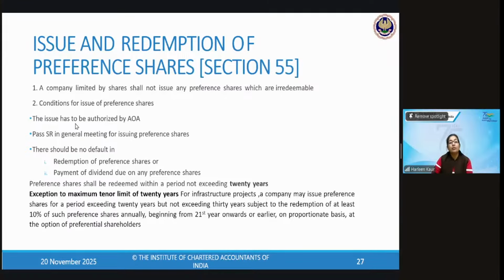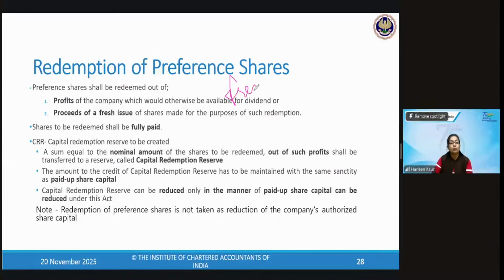And how can the preference shares be redeemed? Can it be redeemed out of the fresh issue only or anything else also? How do we redeem the preference shares? Come on, children, this is your advanced accounts chapter that you have done so nicely.